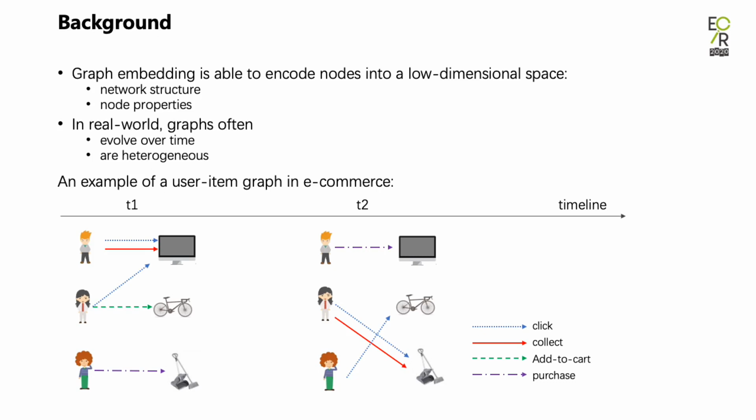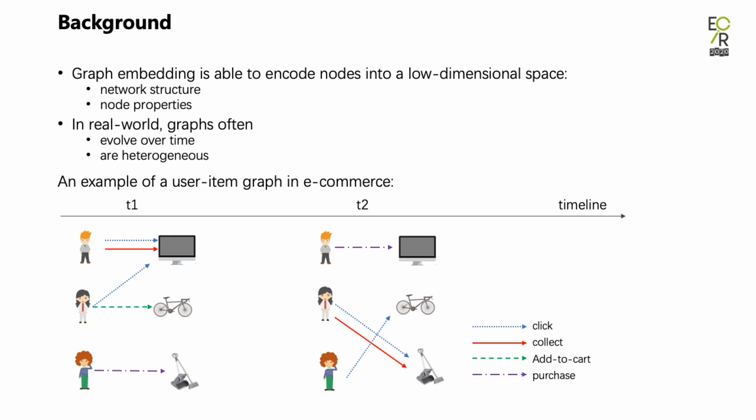Graph embedding is a technique to encode nodes into a low-dimensional space by considering network structures and node properties. These learned node embeddings can be used for node classification, edge prediction, and network prediction. However, in the real world, graphs often evolve over time and are heterogeneous.